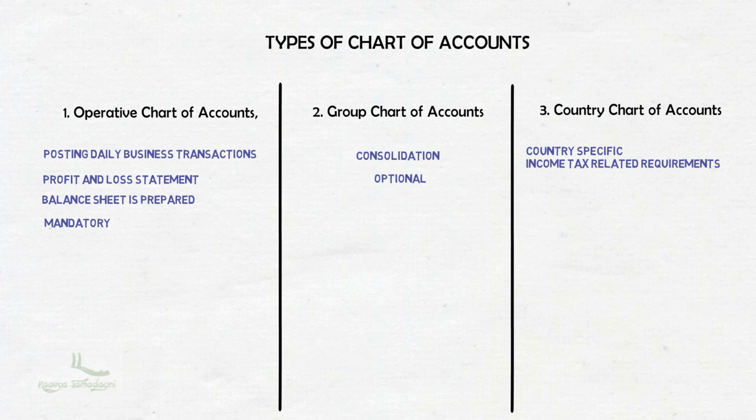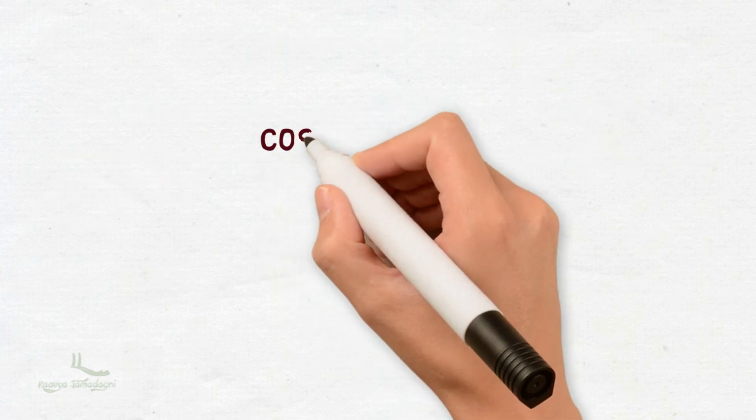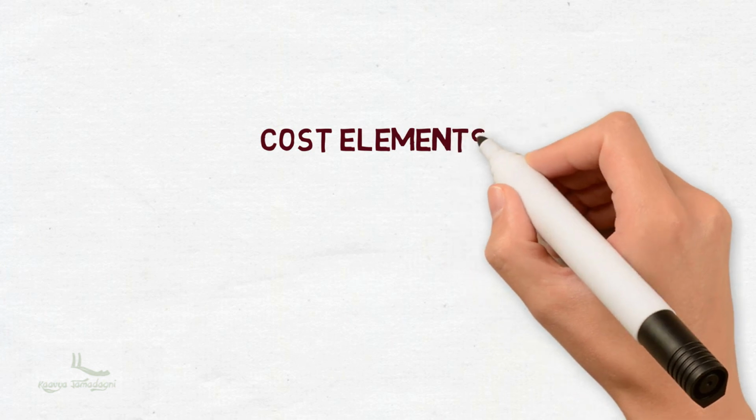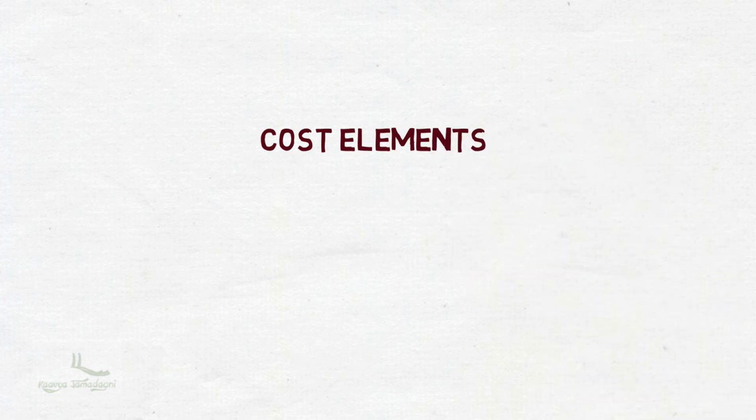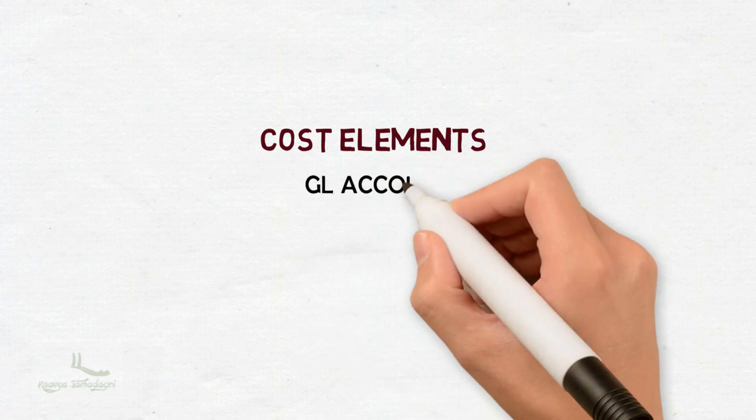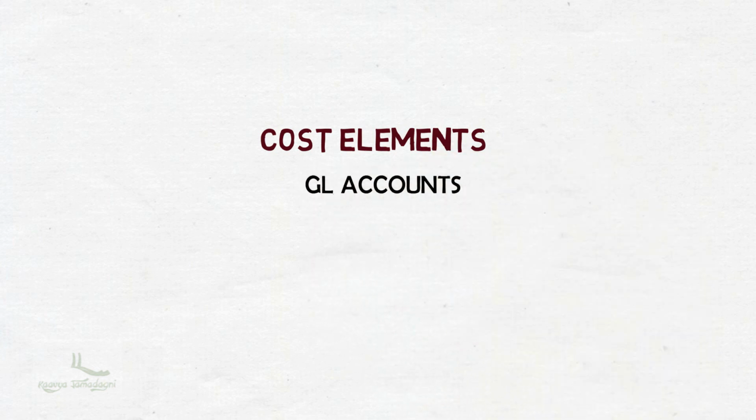So the next concept is the integration with controlling. In this integration with controlling, we use the term cost elements. These cost elements are nothing but your GL accounts. Got it? Please make a note of it. Cost elements are nothing but your GL accounts.